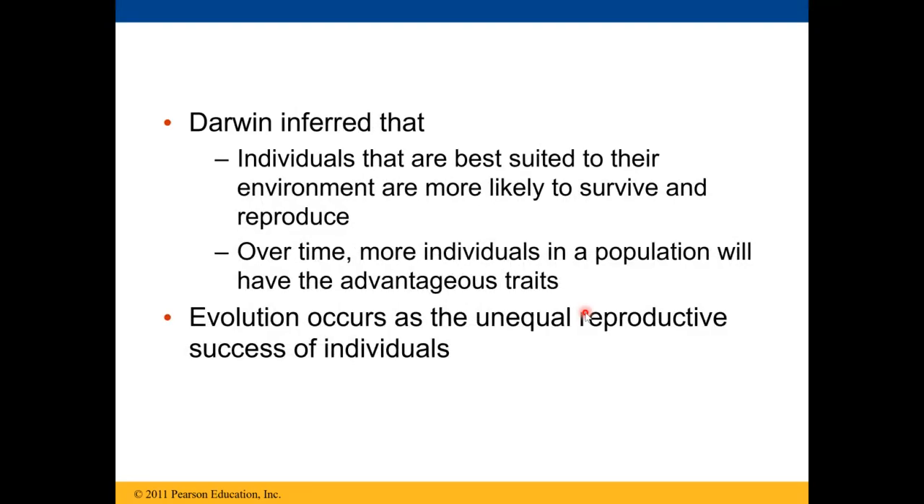So, as I've been saying, individuals that are best adapted to their environment are more likely to survive and produce, on average, more offspring. And that'll have these favorable or advantageous traits accumulate. So, that's what this means. Evolution occurs as the unequal reproductive success of individuals. That means the ones that are better adapted, on average, have more offspring than others. Now, that's natural selection, but that doesn't include everything.